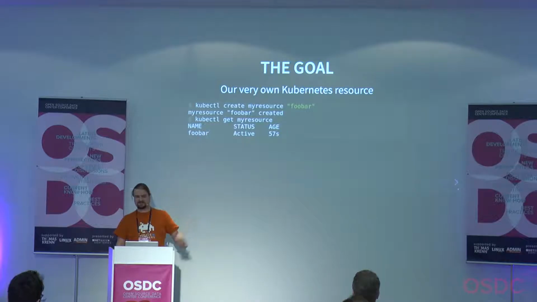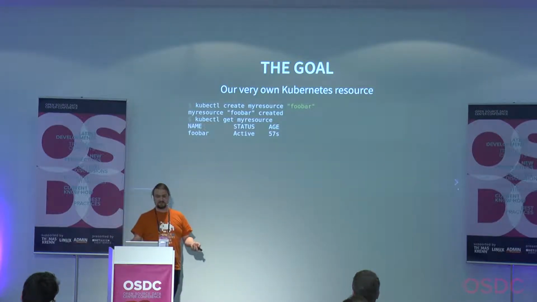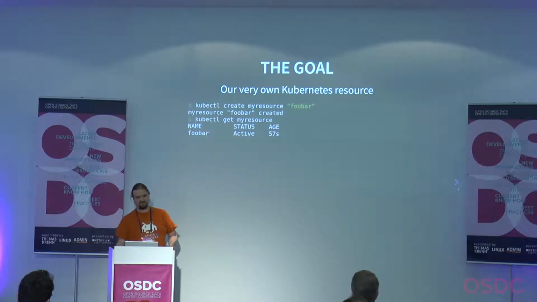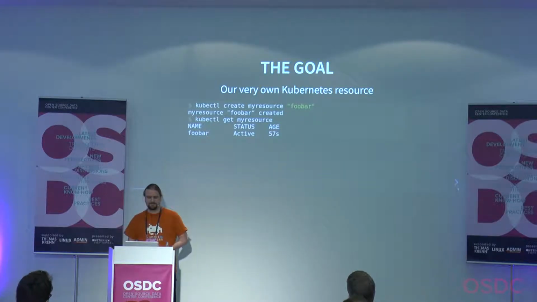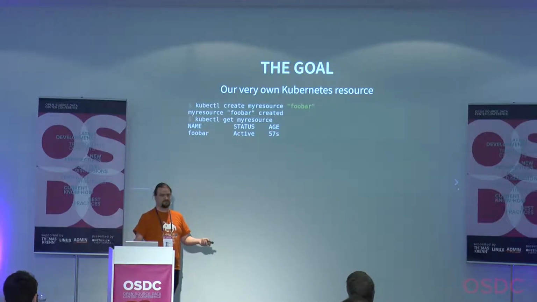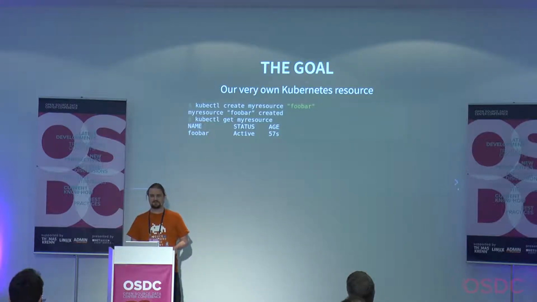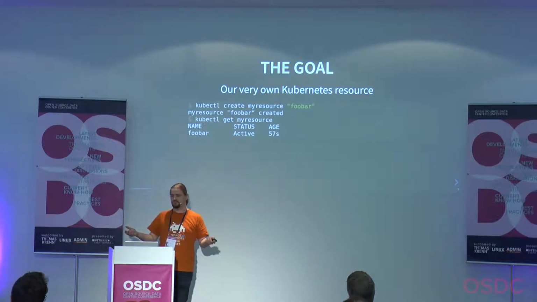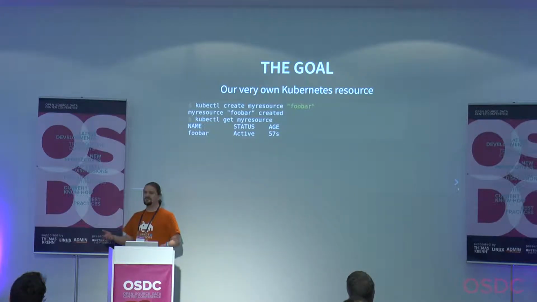So as you can see in this small example here, we have a resource type, my resource. I assume you have never heard of it before because it doesn't exist yet. And you can just create it with kubectl or whatever means you use to create resources. You can delete it, you can list it, you can manipulate it, whatever you have to do and want to do. But why would you like to do that?